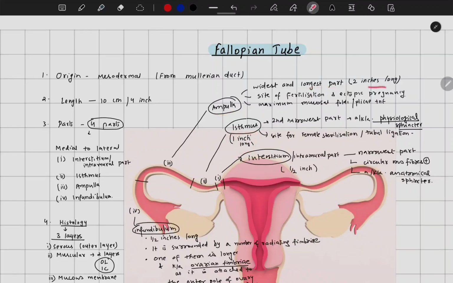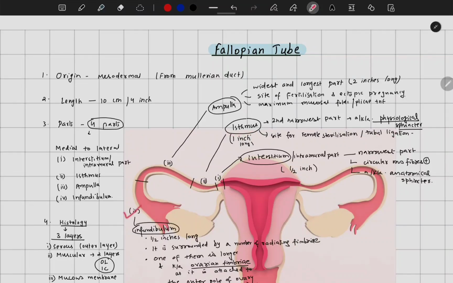The isthmus is 1 inch long, and the ampulla, which is the longest and the widest part, is 2 inches long. It is the site of fertilization and ectopic pregnancy. The maximum mucosal folds are present in the ampulla, known as plicae. The isthmus is also the site of female sterilization, as tubal ligation is done in the isthmus.